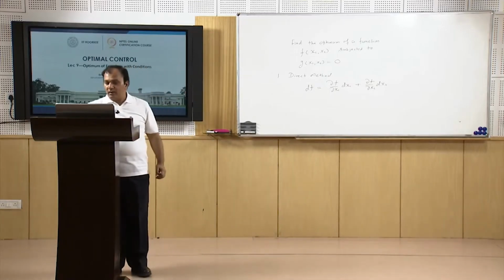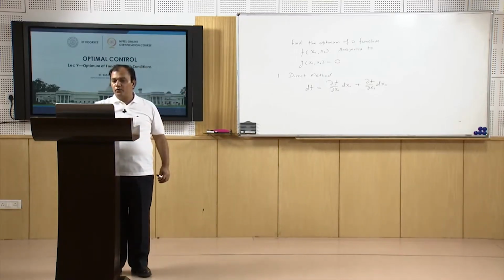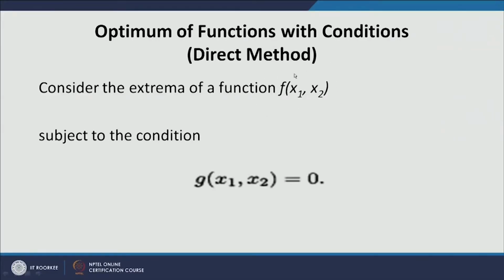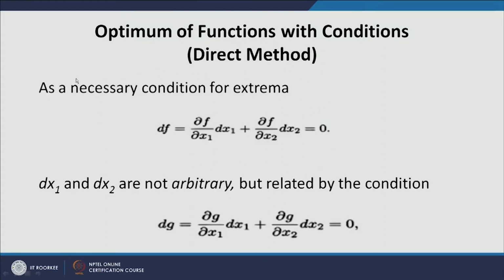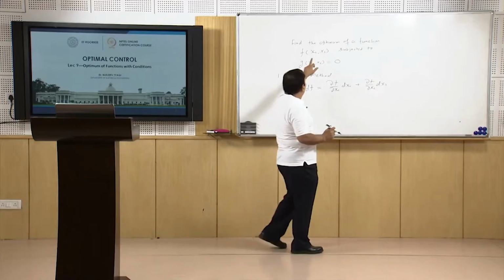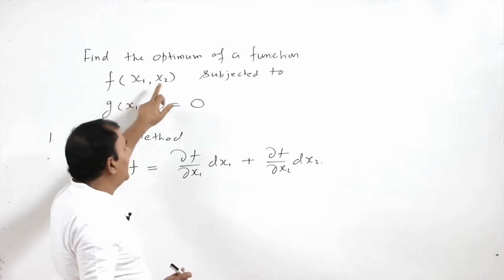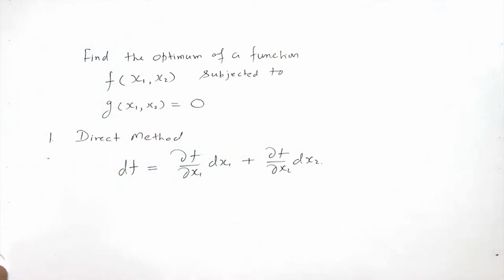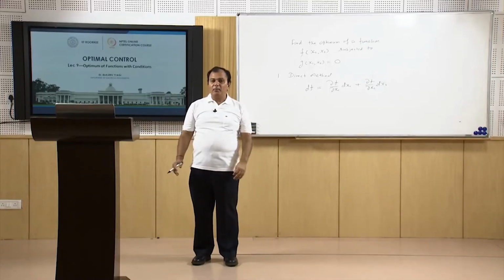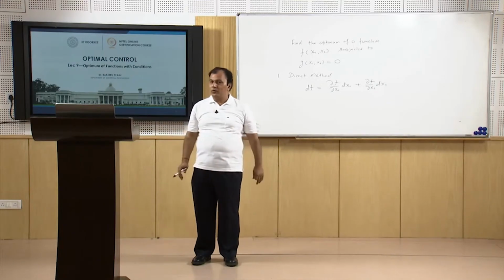My problem is to find out the optimum, we are considering a function f(x1, x2) which is subjected to the condition g(x1, x2) equal to 0, and my objective is to find out the optimum value of this function f. So, my necessary condition for extrema will be del f by del x1 dx1 plus del f by del x2 dx2 must be equal to 0. Now, if these two variables are independent, then we can say del f by del x1 must be equal to 0 and del f by del x2 must be equal to 0.